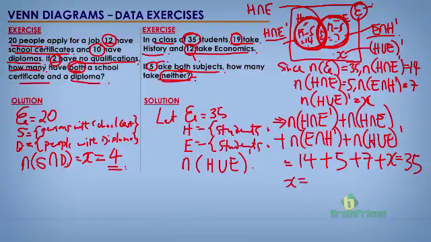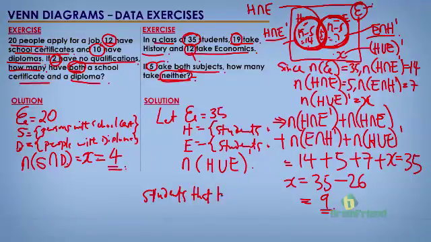X would therefore be 35 minus 14 and 5 is 19. 19 and 7 is 26. We would have 9 as our answer. It means that the number of students that take neither economics or history is 9.